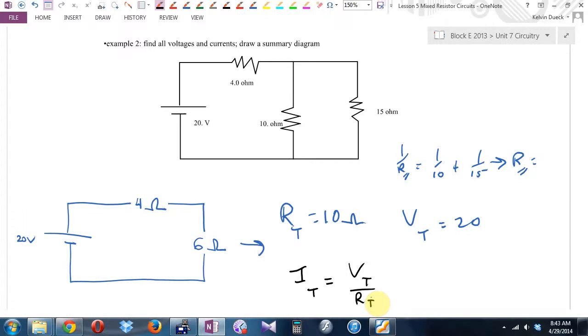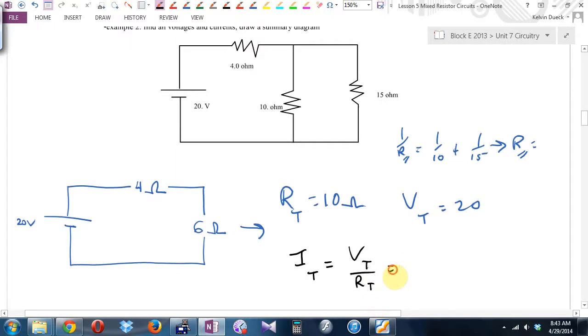Oh, and you know what? Although it doesn't say total, total current should be total voltage over total resistance. Hey, I can do that in my head. Jordan, in your head, 20 over 10. The total current, and I'll go to 2 sig figs just to be paranoid, is that.